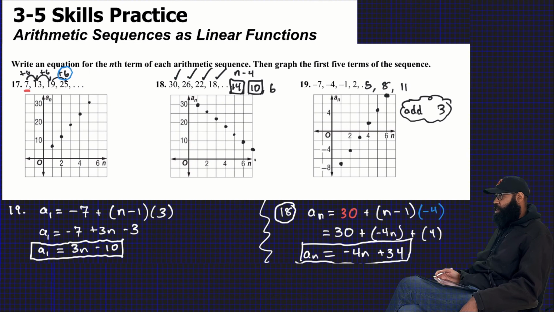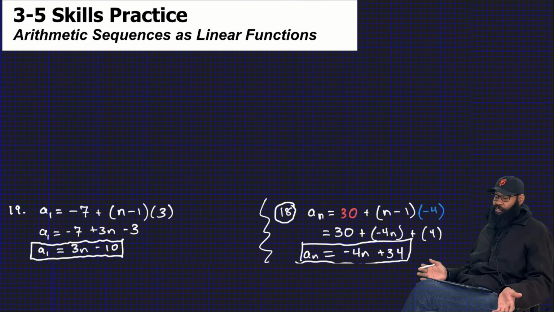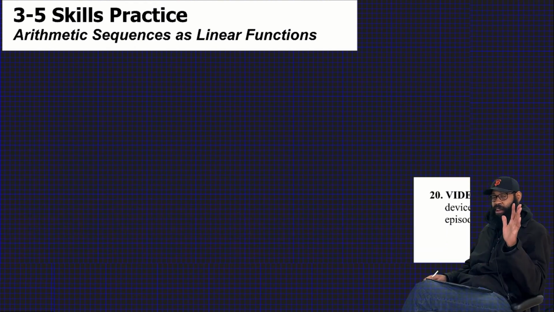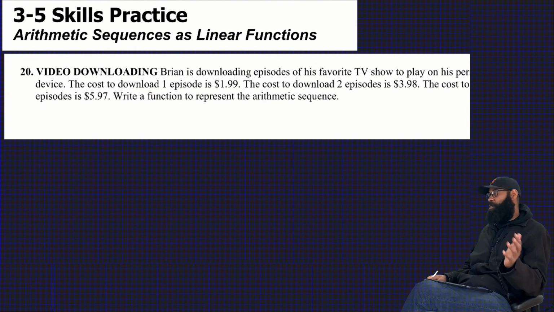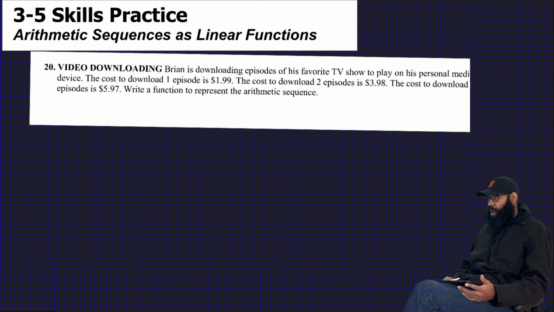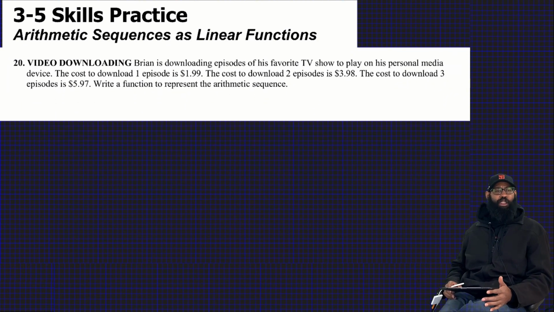And again, guys, if I was to plug in 5, the fifth number, which I get 5, 3 times 5 is 15, 15 minus 10 is 5. I'll say that again. If I plug in the fifth number, which was 5, 3 times 5 is 15, 15 minus 10 is 5.